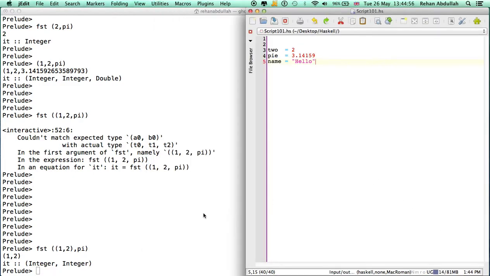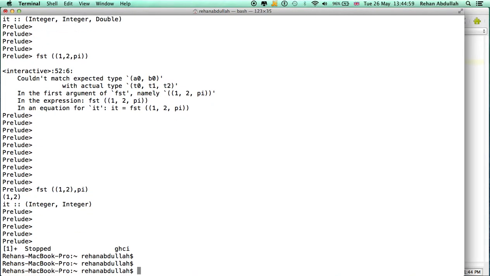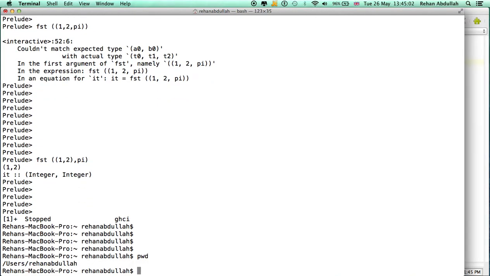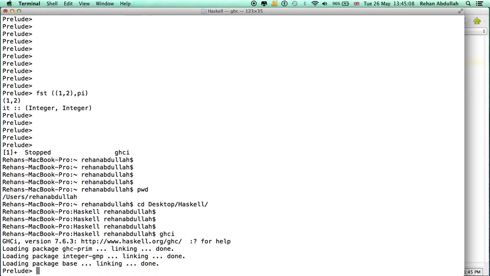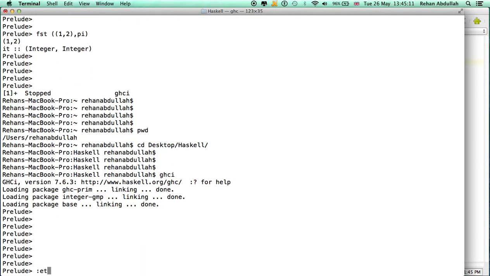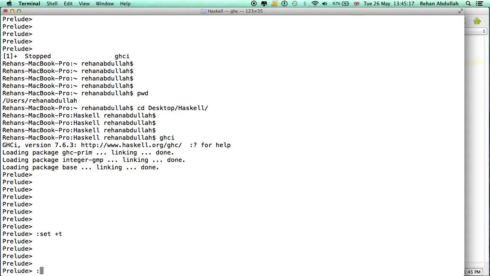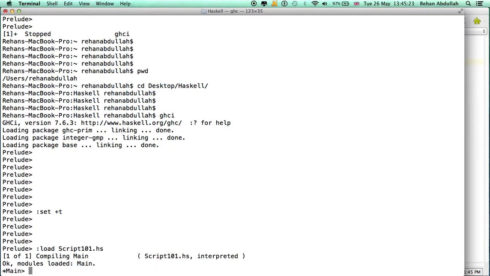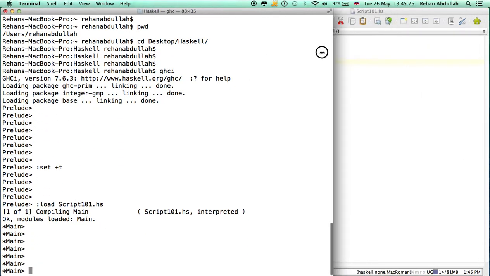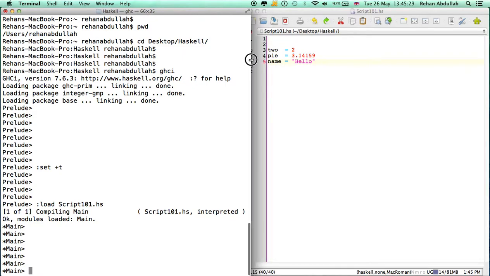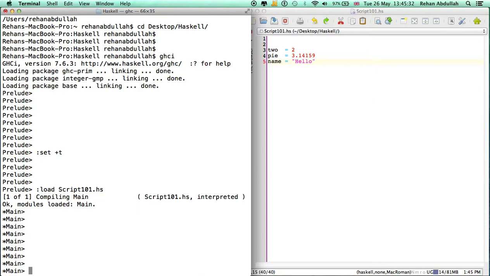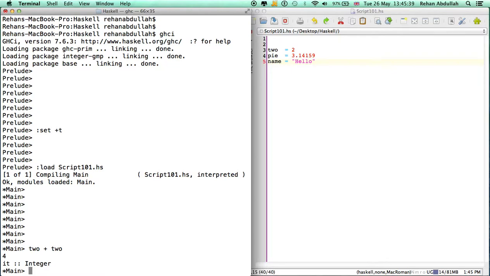There you go. And now I need to go back into the terminal, get out of this, put in working directory, where am I? cd Desktop, Haskell, and now GHCi. And now set, remember to set plus t. And now load the script. That's it. Okay, so now 2 plus 2 gives you 4. Yes, it does.